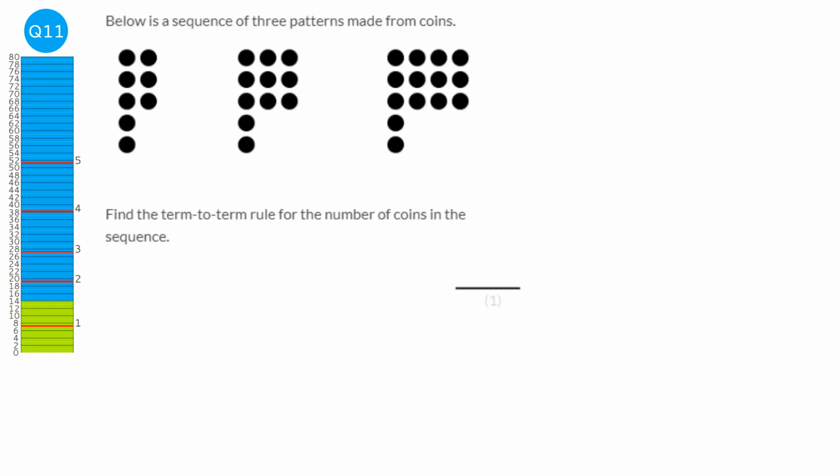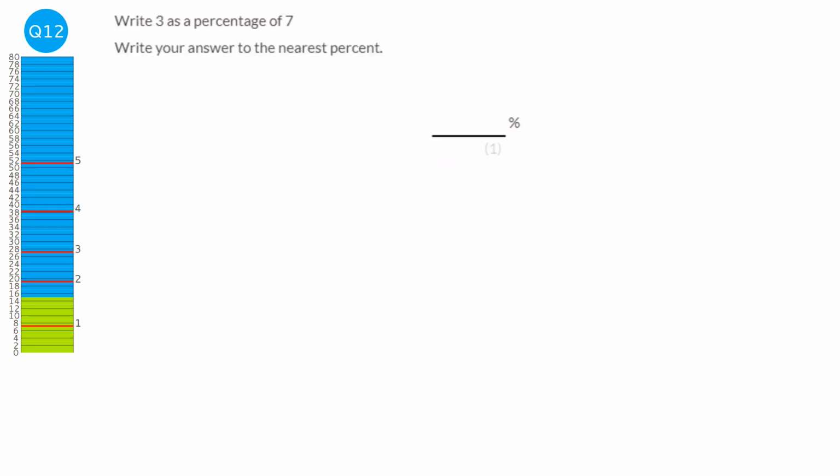So the first thing I'm going to do is convert these patterns to numbers. So there are 8 coins in the first pattern, then 11, and then 14. And we notice that each time we're adding 3. So our rule would be add 3 or plus 3.